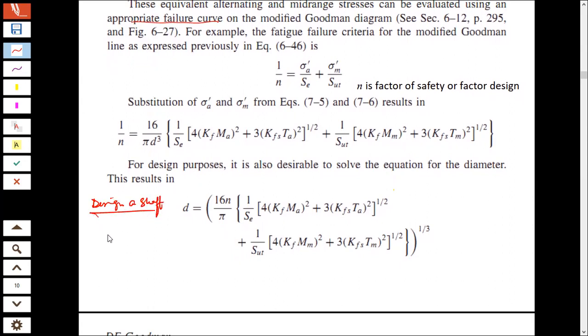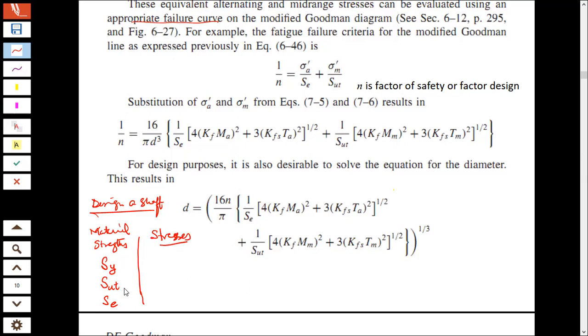Now what are you going to look at when you are designing a shaft? You will have a material that you have selected, and that material will have some strengths. Those strengths will be your SY, which is the yield strength, your SUT, which is the ultimate strength, and your SE, which is the endurance strength. Now, you will be taking these strengths and looking at the stresses in the shaft.